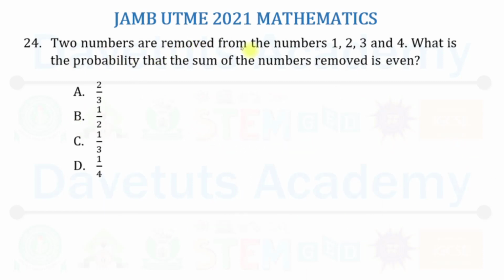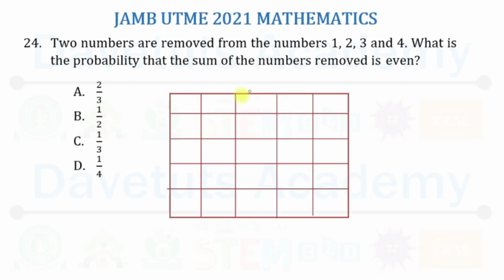We're told that two numbers were removed from the numbers 1, 2, 3, and 4. And we are to find the probability that the sum of the numbers removed is even. This is a classical question on probability. And we have the numbers. We're having the sum. Okay. And here we're having those numbers as 1, 2, 3, 4. Again, 1, 2, 3, 4.